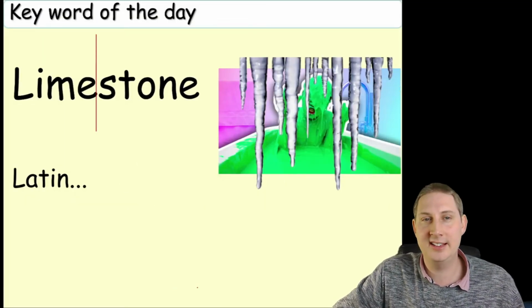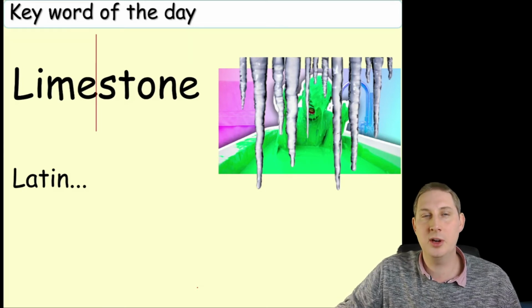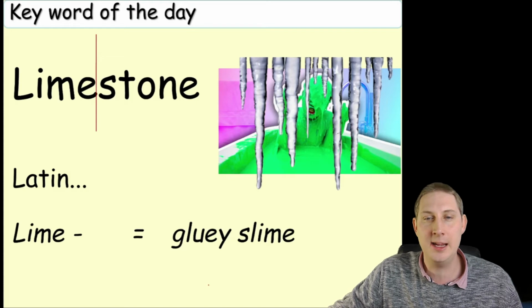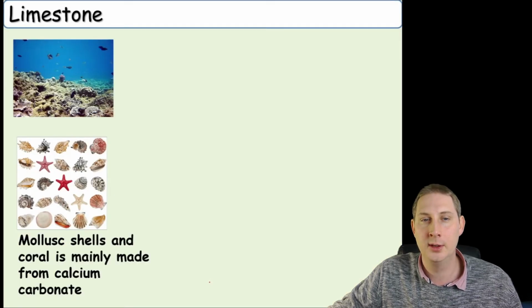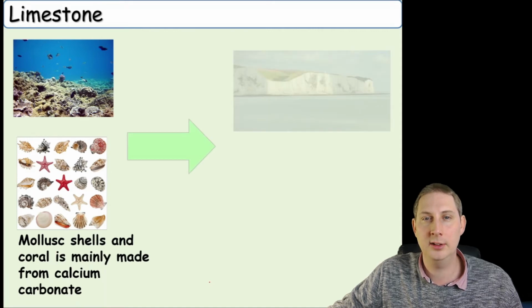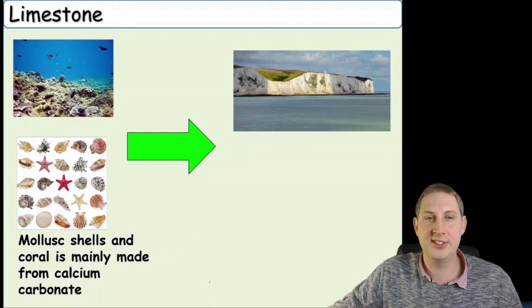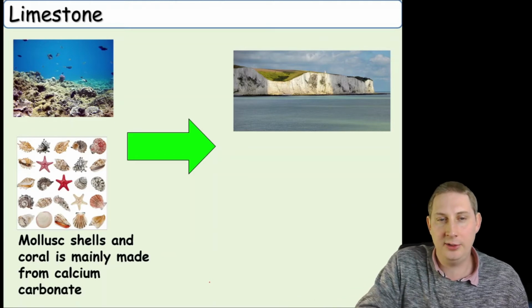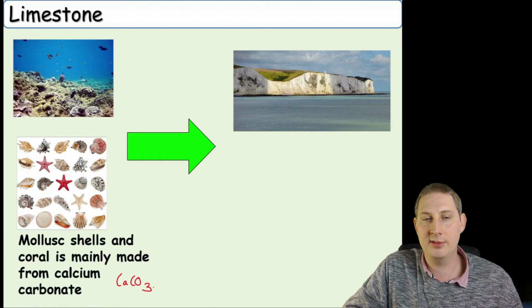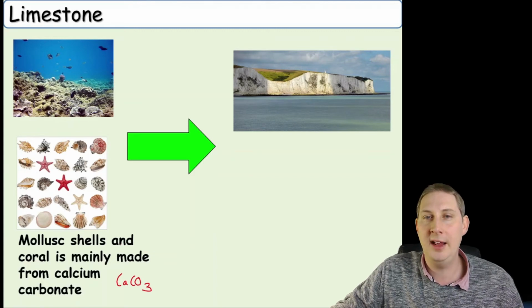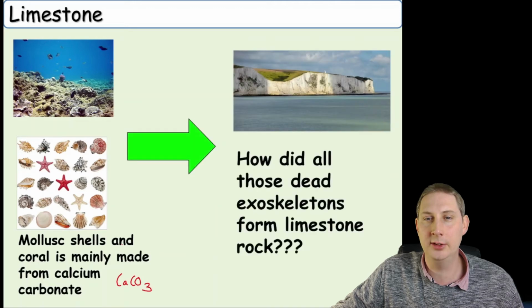Now, for the main part of this lesson, limestone. As Dr. Butterworth wants to tell us, limestone comes from the Latin lime, meaning a sort of gluey slime, stone, icicle. So limestone is sort of like a slime icicle. Where did it come from? Well, it mostly comes from sea creatures. So mollusk shells, corals, fish, they're made from calcium carbonate. Calcium carbonate has the formula, for those that are interested, CaCO3, calcium carbon oxygen. And that can get turned into limestone.